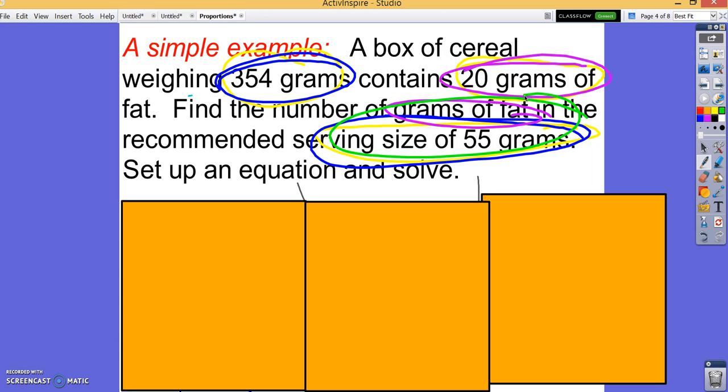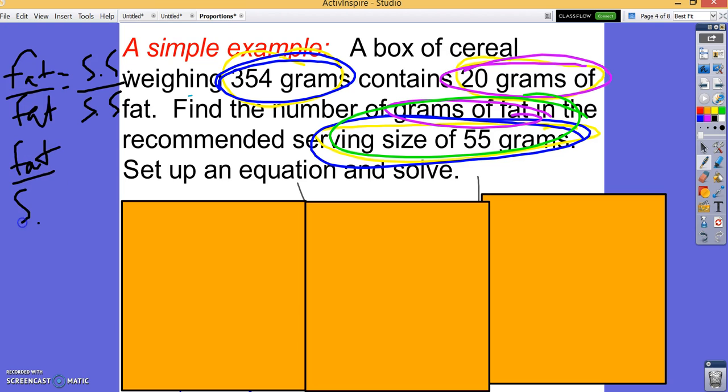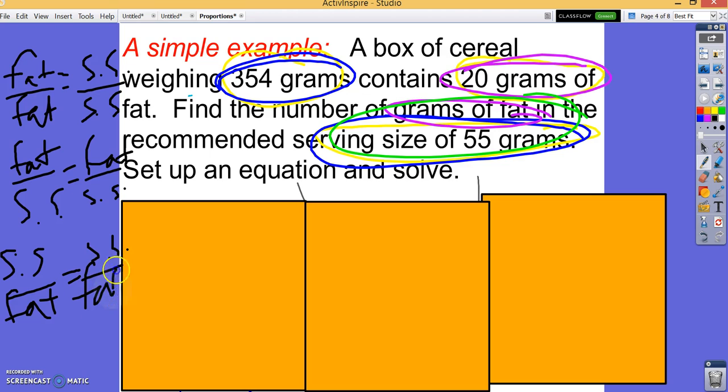Now, there's a lot of different ways to set this up. Okay, you could use a lot of different comparisons. You could compare the fat to the fat and set it equal to the serving size over the serving size, as long as you match them properly. You could do fat over serving size equals fat over serving size, as long as, again, you match them up properly. You could do something like serving size over fat equals serving size over fat, okay?